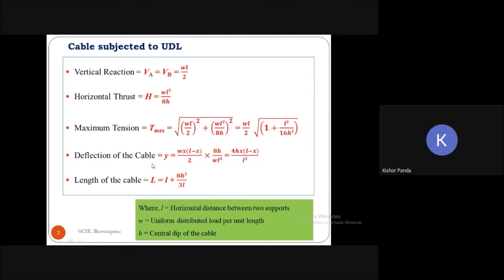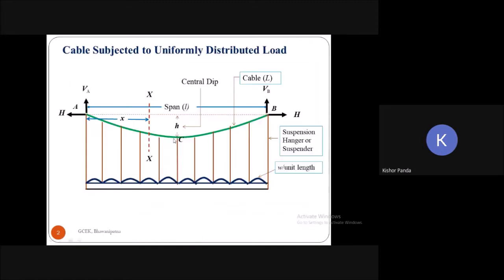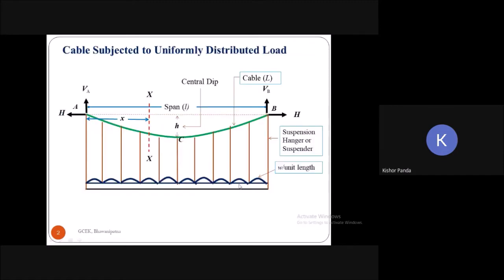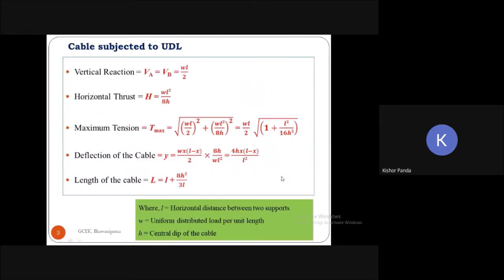Then this is the deflection of the cable: y is equal to 4hx into (L minus x) divided by L square. And this is the length of the cable: capital L is equal to small l plus 8h square by 3l. Small l is the horizontal distance between two supports, W is the uniformly distributed load per unit length, and h is the central dip of the cable. Capital L is the length of the cable.